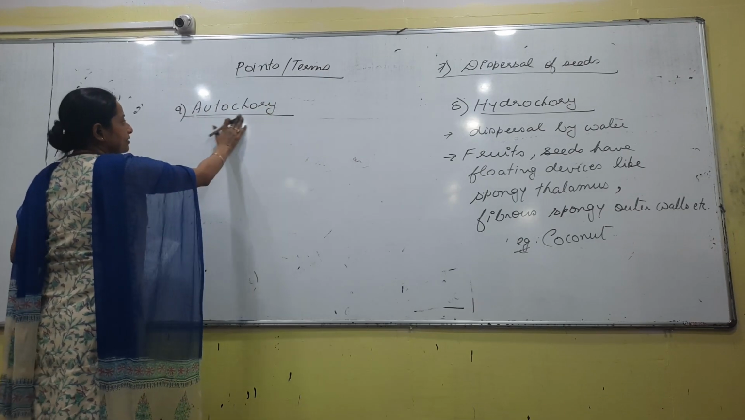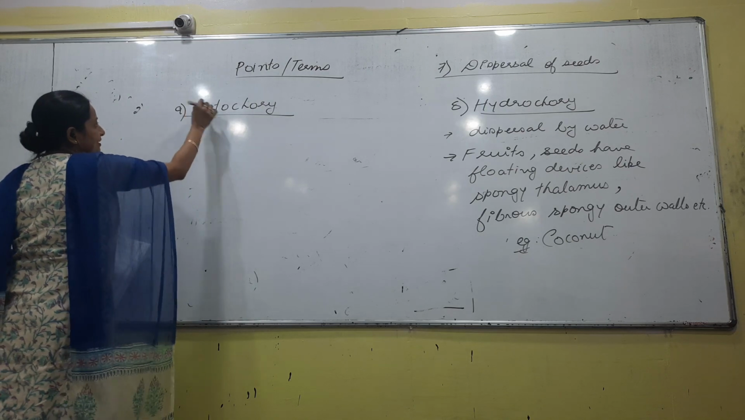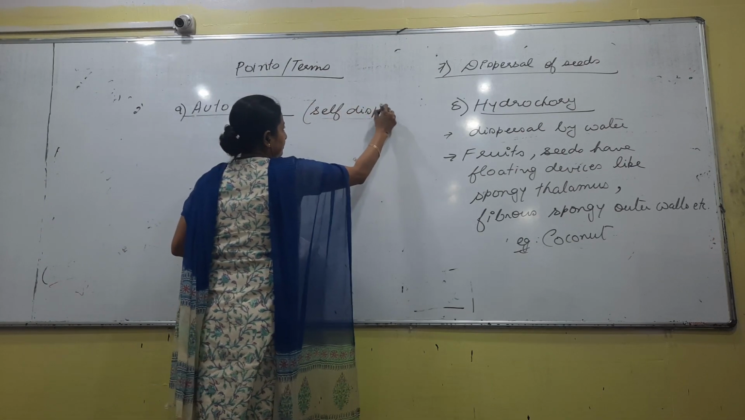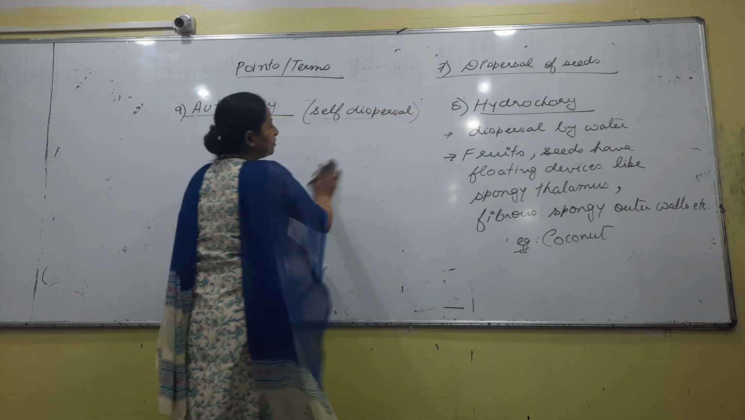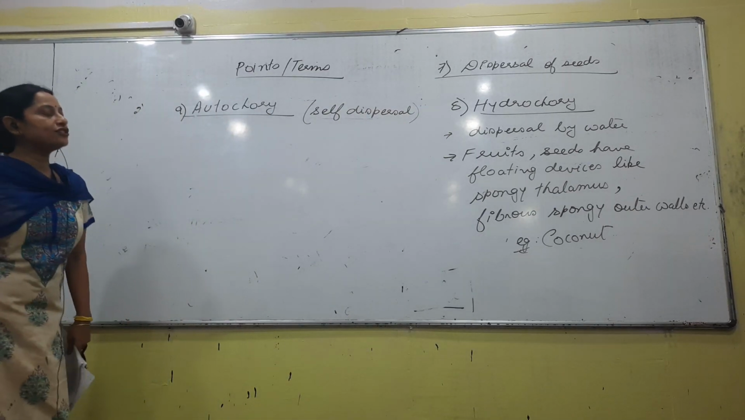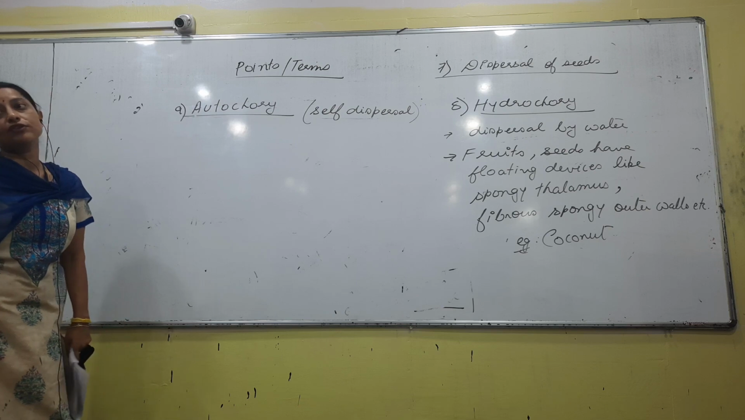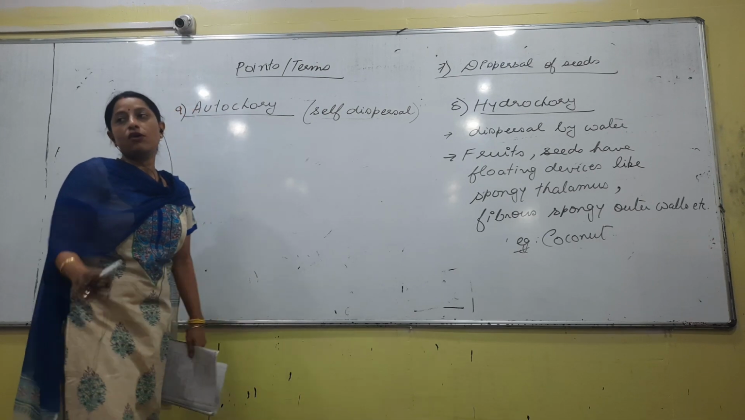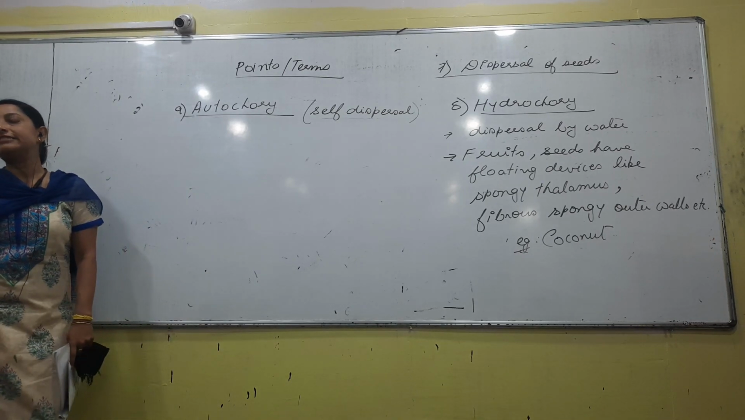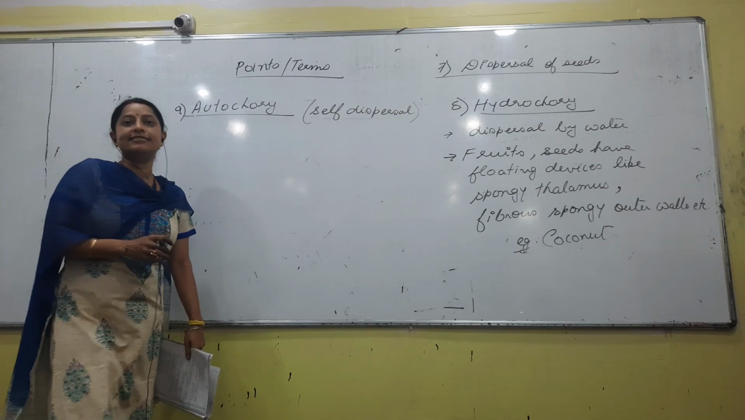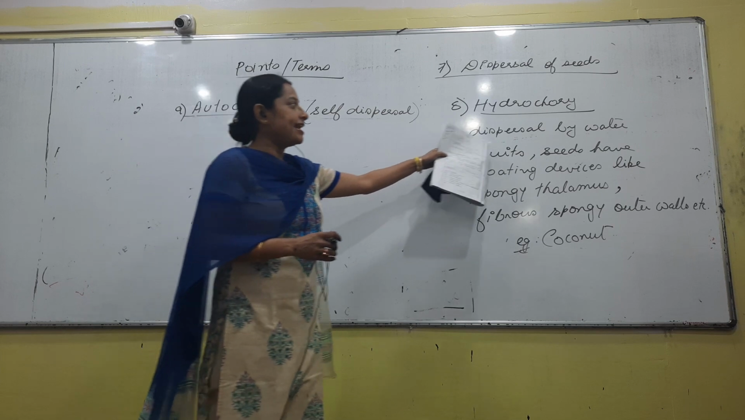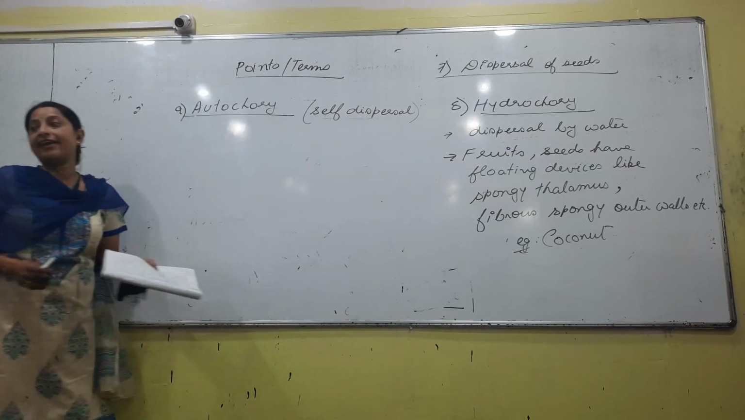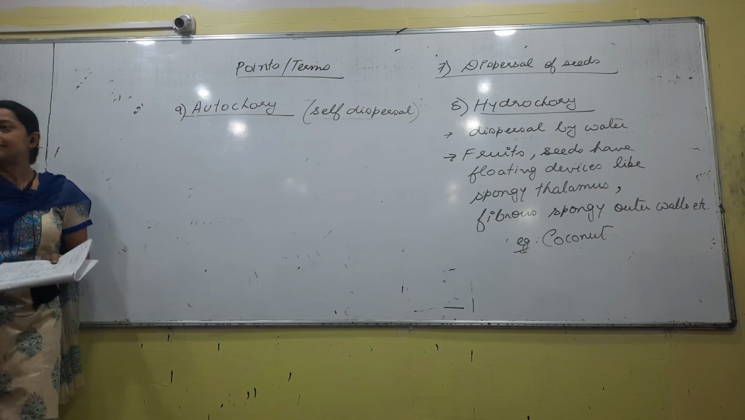Autochory, hydrochory we understood. Autochory, self-dispersal. When we talk about dispersal, when we talk about pollination, we understand self-pollination and cross-pollination, right? We know that sometimes dispersal occurs all by itself, or certain plants depend on certain agencies. In this case, the agent is water. Similarly, we have certain agents like air, certain agents like insects, etc.